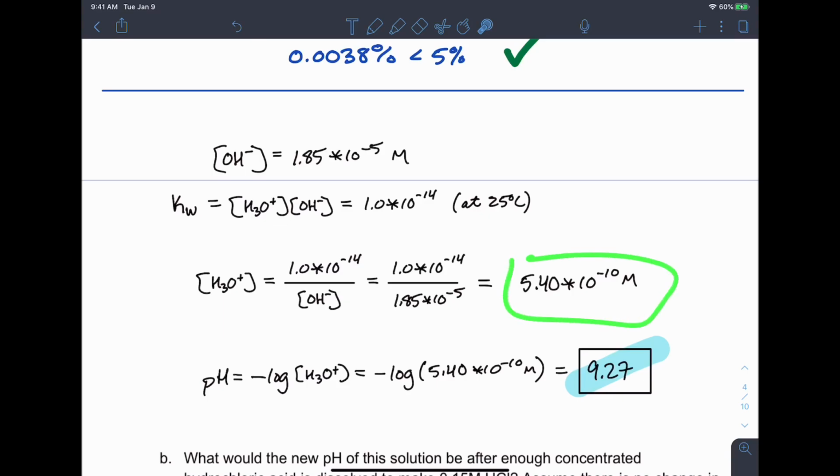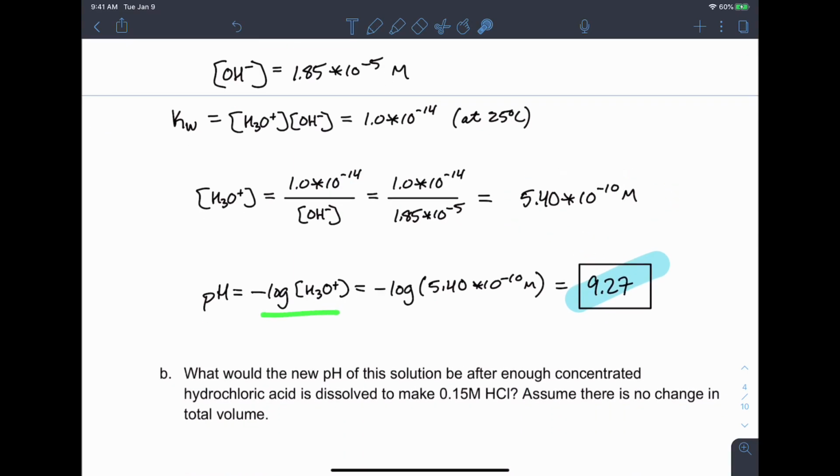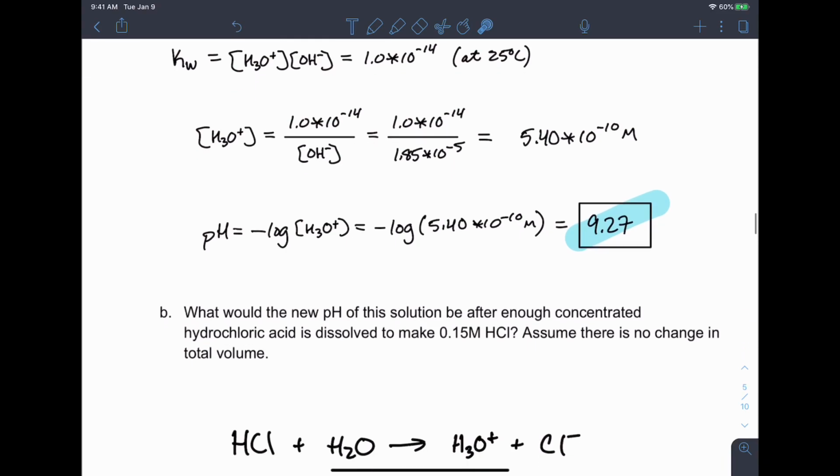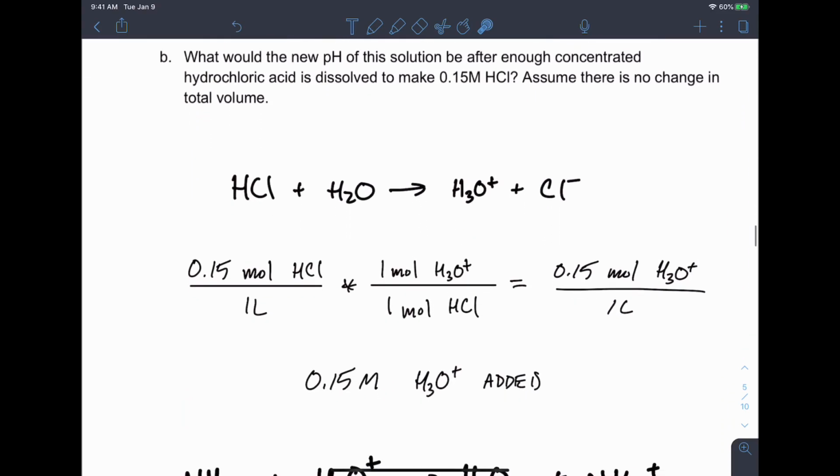And now that we have this, we can simply take the negative log of that value, and we get a pH of 9.27. So the pH of the original solution, before we add any acids and bases, is going to be 9.27. So keep that in mind. We're going to compare that value at the end to the pHs that we get in Part B and Part C. And hopefully, if the buffer is actually working appropriately, that pH won't change very much. All right, with that said, let's proceed to part B.